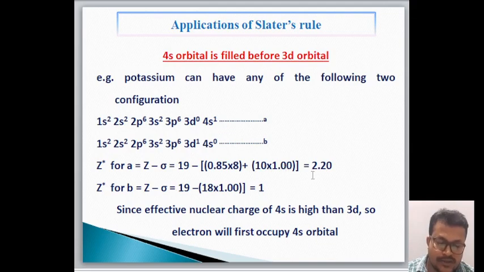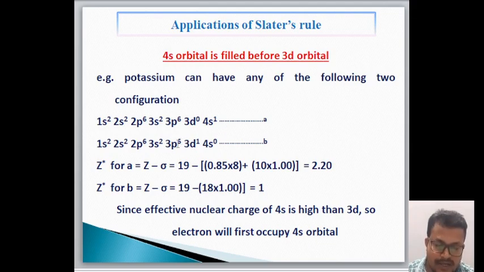So the effective nuclear charge for configuration 1 is 2.20. Similarly, we have calculated the effective nuclear charge for configuration B. For this case also, here the electron is present in the 3d orbital, so the contribution from this particular 3d orbital will be 0. Then the contribution from other electrons on the left hand side of this particular group will be 1.